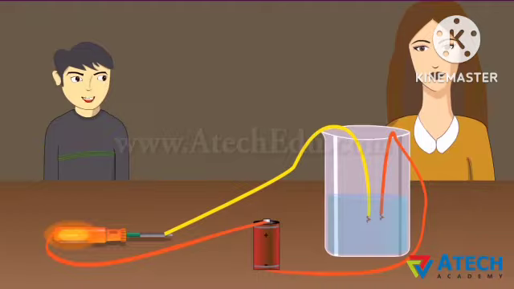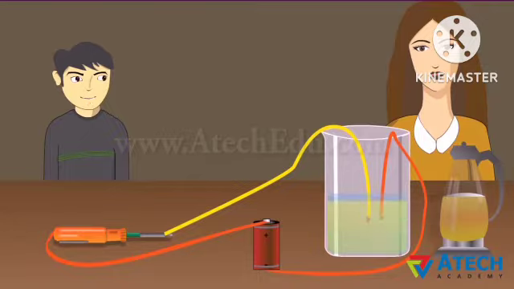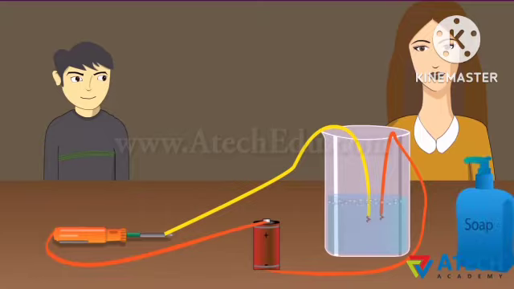Change the liquid in the beaker with lemon juice or vinegar and repeat the activity. You will find the tester glows. Hence, we can say that lemon juice and vinegar are also good conductors of electricity. Can we also check the soap solution? Yes, when we repeat this activity with the soap solution, the tester glows.